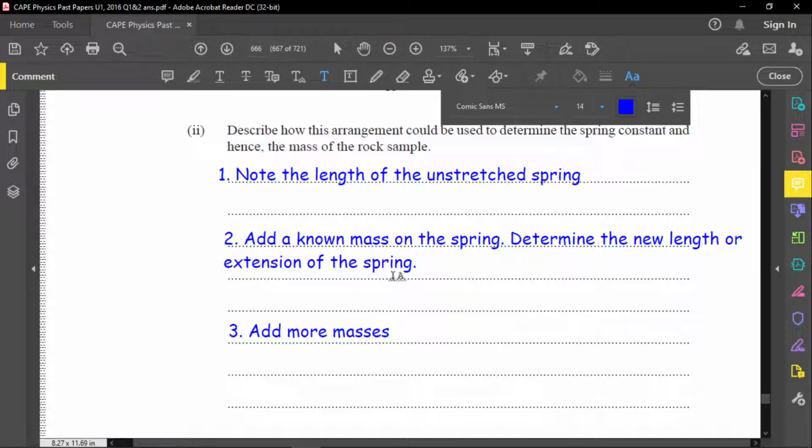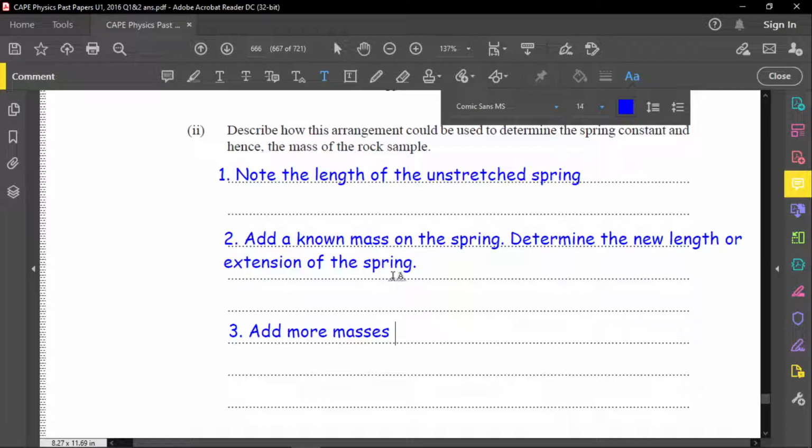You will need to add at least a couple of masses. I would say roughly 6 masses will be great, or 6 points, because you don't want a graph to be too short with only 2 points or 3 points. That's not necessarily appropriate. So you're going to add as much mass as possible.